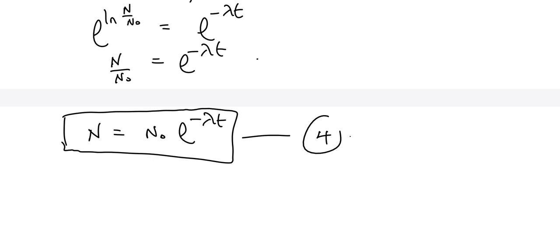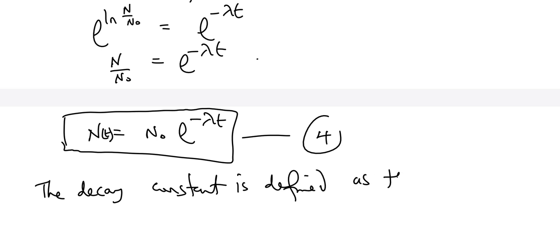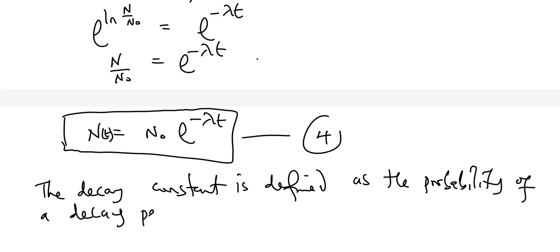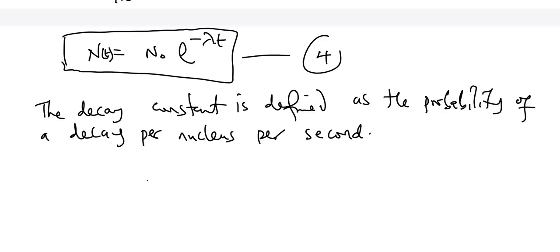This formula is a very, very useful formula: the number of nuclei present at time t equals N naught, which is the number of nuclei at time t naught, times exponential minus lambda t. Lambda is called the decay constant, as I explained before, and it is defined as the probability of a decay per nucleus per second. Now this will lead us to activity.